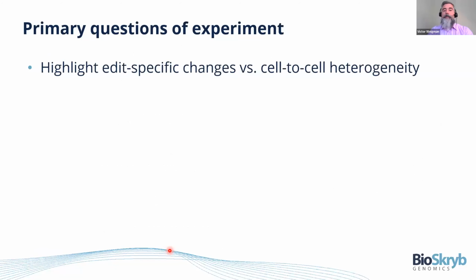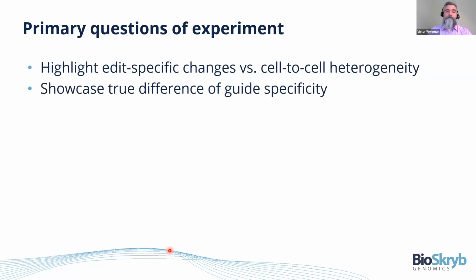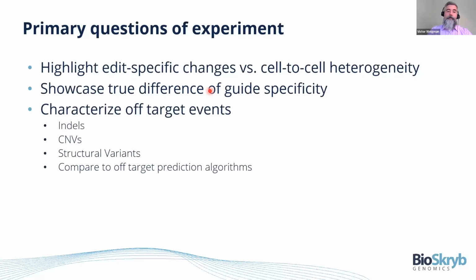We want to highlight the edit-specific changes and see how that looks across the different cells, right? We know that cell to cell we have a lot of heterogeneity. What about editing vectors? And then we want to showcase the true difference of guide specificity. When we say that a guide is very specific or non-specific, what does that mean? What's actually happening under the hood?